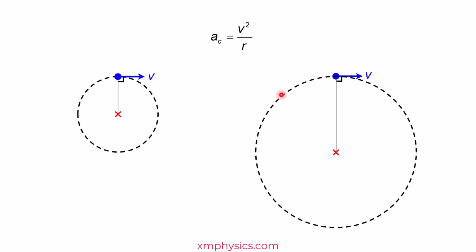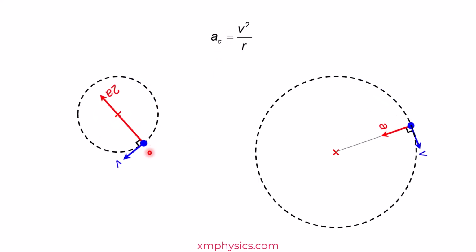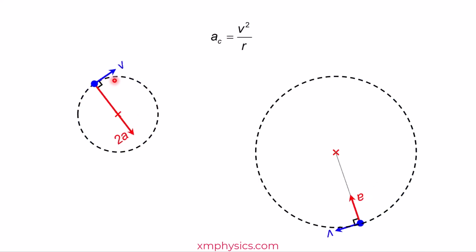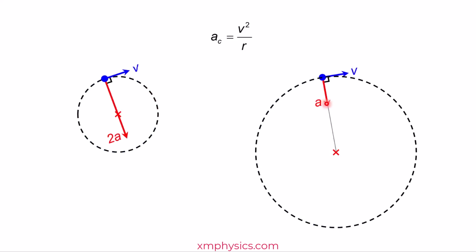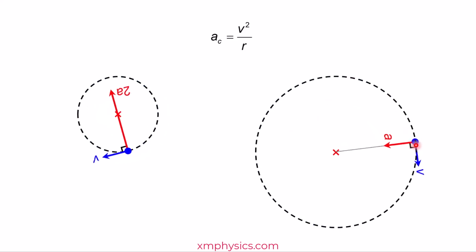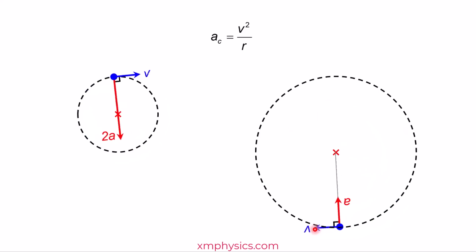Okay, ready for the answer? This guy has 2 times the centripetal acceleration as this guy. How come? Because they have the same v, right? So this one has half the radius, and therefore it should have 2 times the acceleration. It should make sense to you because you can see that this guy, the direction is changing much more quickly compared to this one. This one, the velocity is changing at a much leisurely pace.